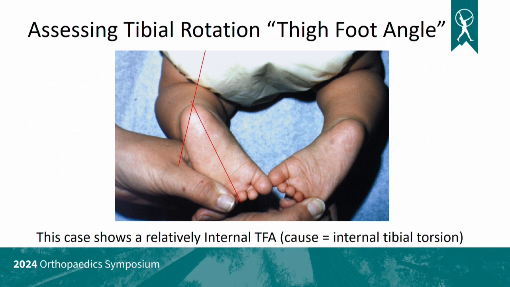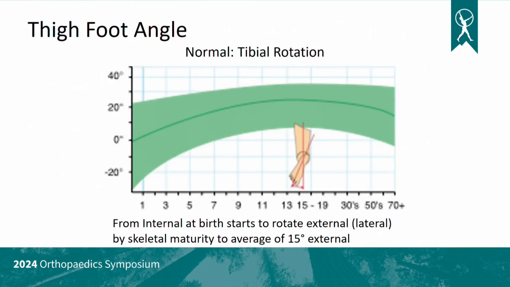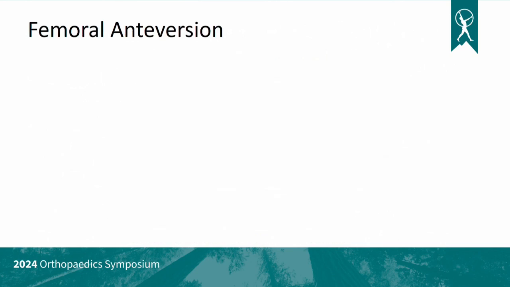thigh foot angle. And this is super common in kids that have tibial torsion. And about 35% of kids are born with some degree of internal tibial torsion that tends to resolve by about age 5 to 7. And so that's the thigh foot angle. So if you look at normal rotation, this is just age-related changes over time. But most kids will be born with a little rotation in, and they tend to untwist on their own.